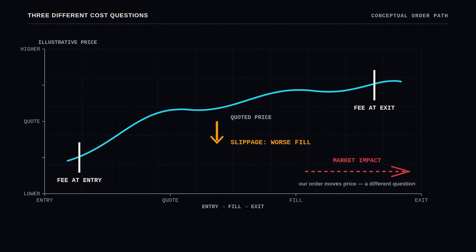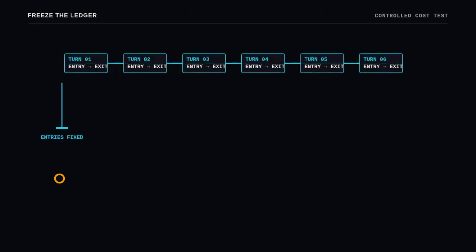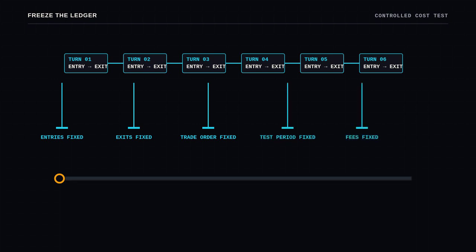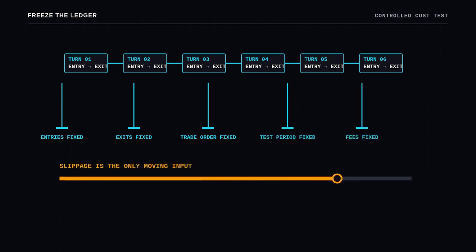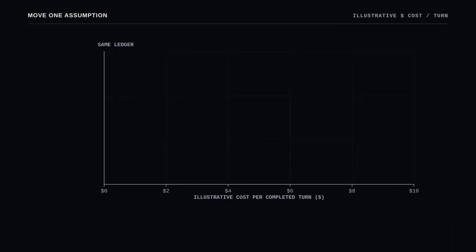Here is the controlled test. We freeze the completed trade list, the same entries, exits, order, and test period. Bars and trade order stay fixed. Fees stay fixed. Then this cost test reprices the same trades with a harsher slippage assumption. First at twice, then at 3 times the assumed slippage. It changes slippage only. It does not test a new fee schedule, a new signal, or new fills.